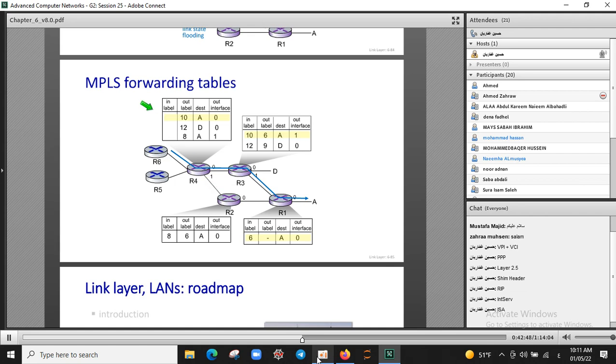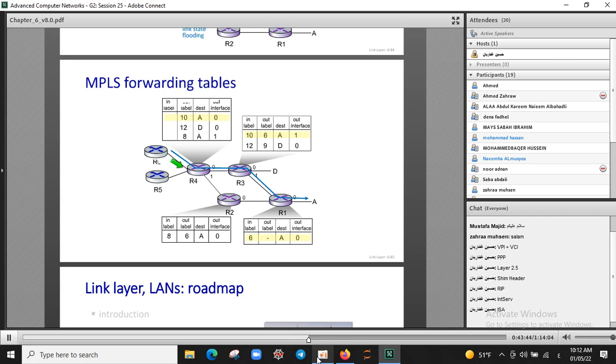Look at this slide here. In this slide, you can see the structure of the MPLS forwarding table, or we call it the label forwarding table. Instead of the common routing table, we are using another table. Here you can see we have different columns: input label, output label, destination, and output interface. Some of this information is repeated from the common IP forwarding table, but here we have two special columns: input label and output label.